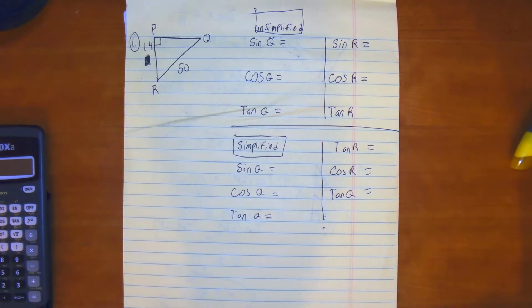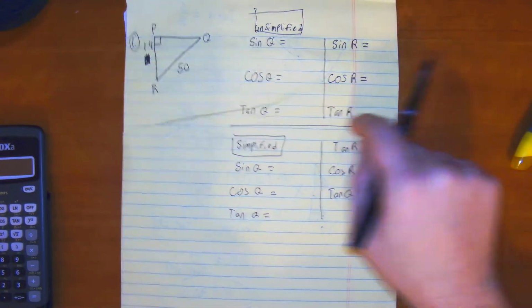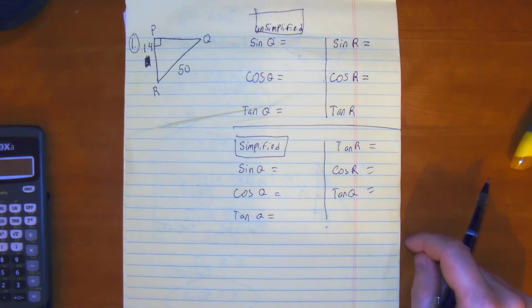We're looking at number 1. They want us to give each trig ratio as a fraction in the simplest form. So on top we'll have the unsimplified ratios, and then we'll just have the simplified ones on the bottom.